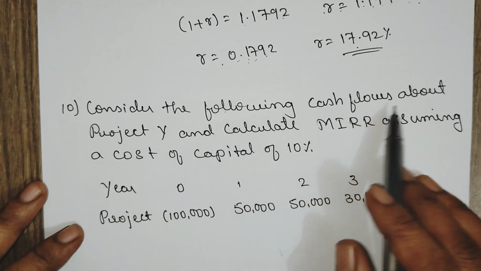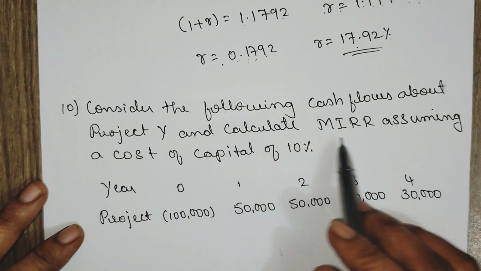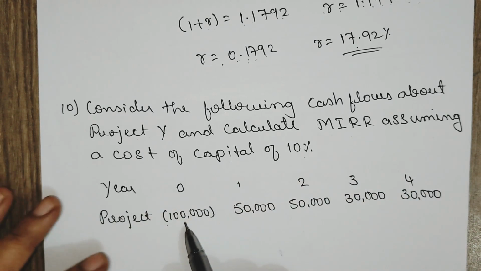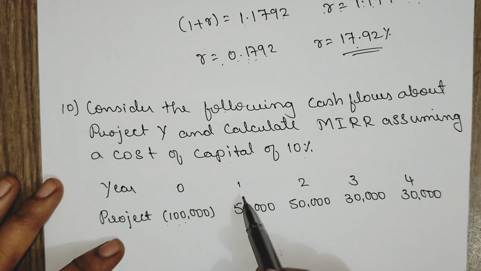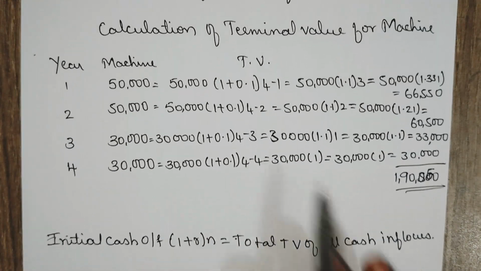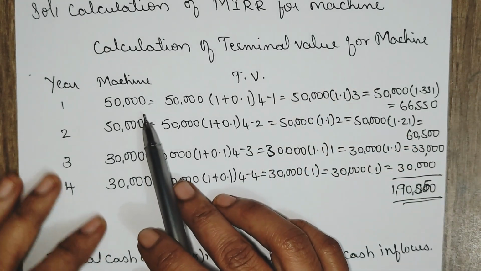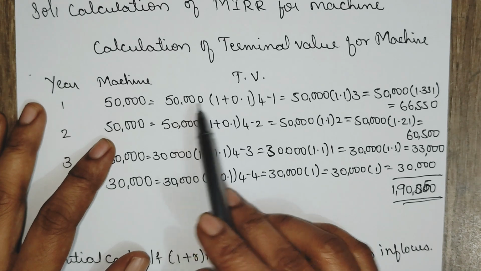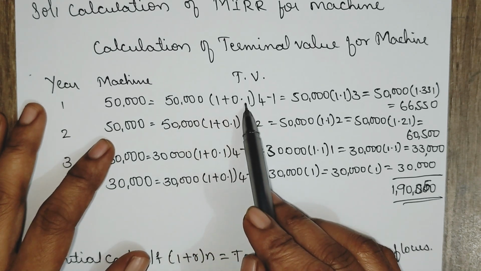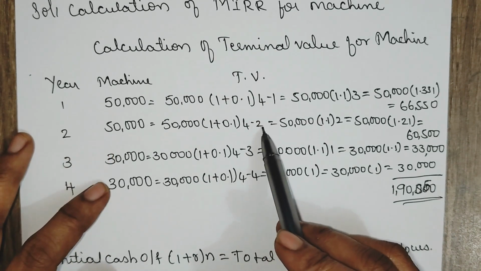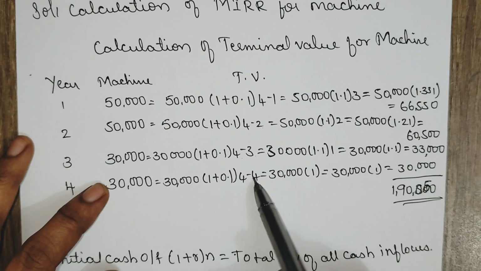Consider the following cash flows for project Y and calculate MIRR assuming the cost of capital is 10%. The initial investment is 1 lakh, and the cash flows for 4 years are 50,000, 50,000, 30,000, 30,000. First step is the computation of terminal value. How do we find the terminal value? Each year's cash inflow into (1 plus the cost of capital 0.1) to the power of 4 minus 1, 4 minus 2, 4 minus 3, and 4 minus 4 for the fourth year.